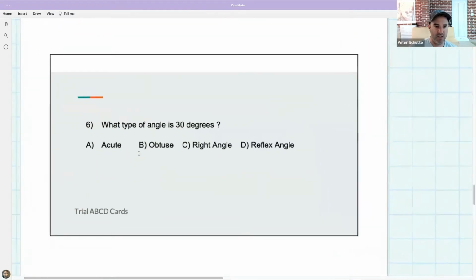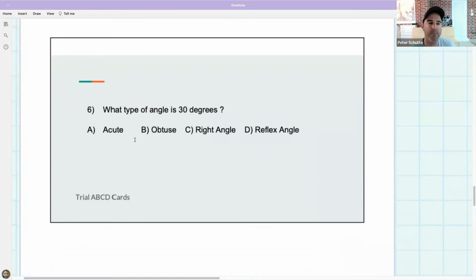Okay. Question 6, answer in the chat. What type of angle is 30 degrees?